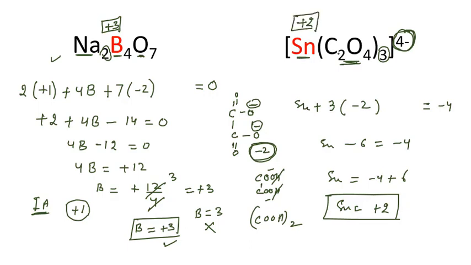You don't need to put the oxidation numbers of carbon and oxygen individually, otherwise you may make a mistake. Since this oxalate is a polyatomic ion, in this case we directly mention the charge, that is, it has a total charge of -2. Then your task becomes easier. Now let's move on to the next compounds.